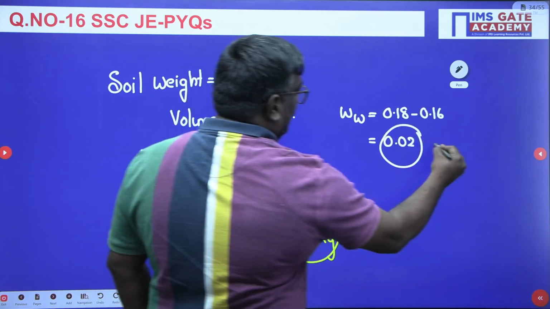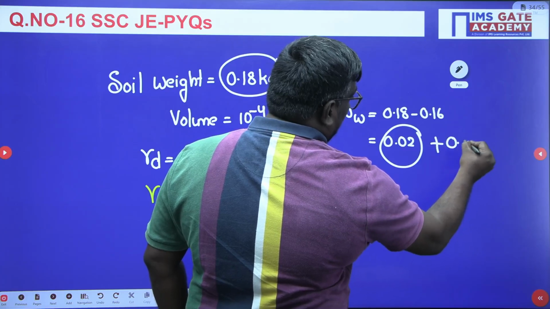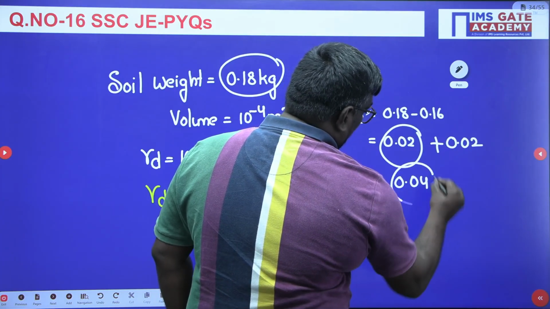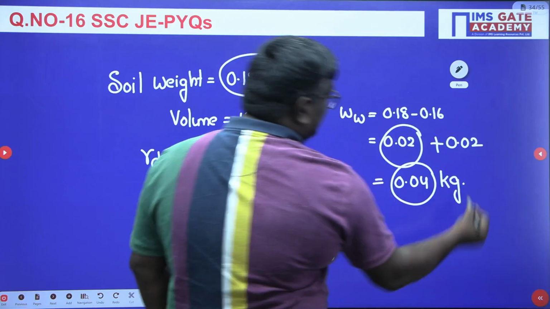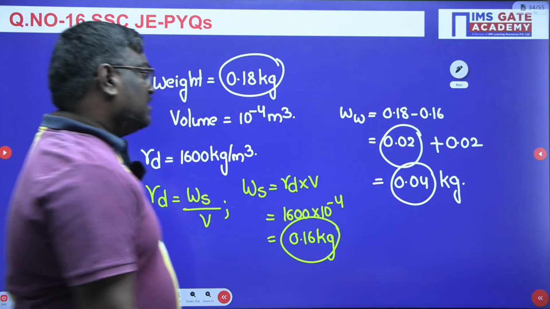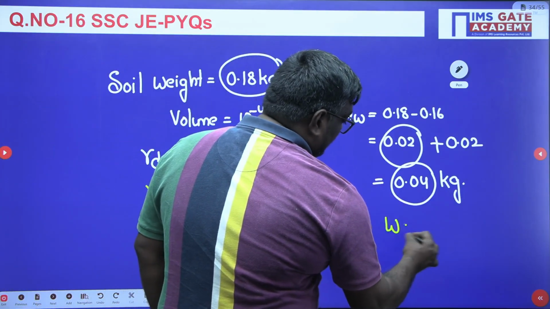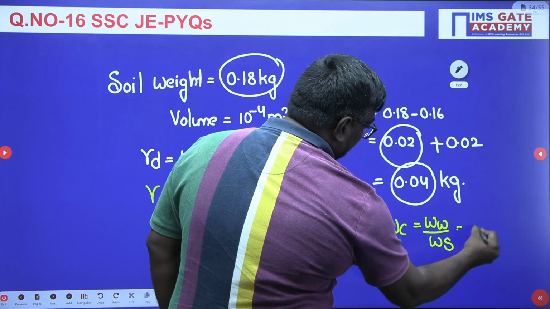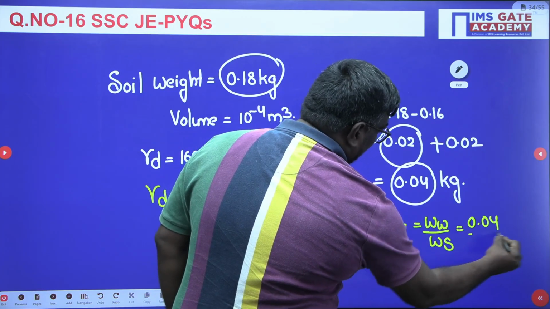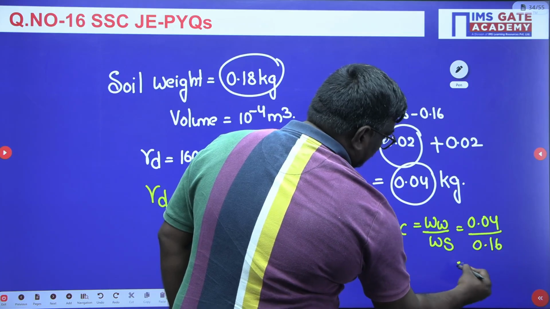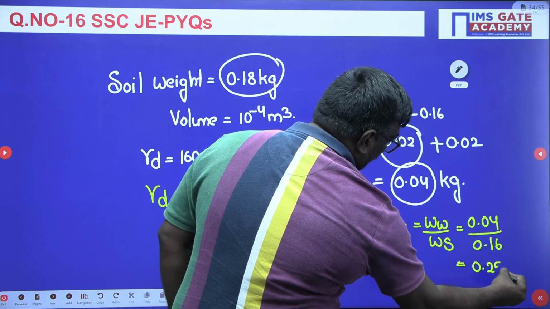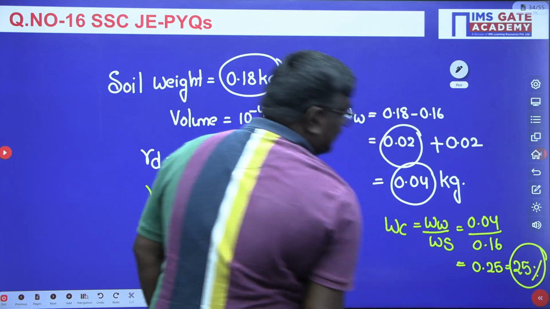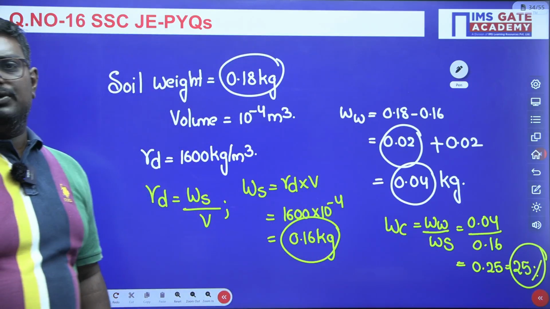But this 0.02 is again mixed with another 0.02 of water. So, total weight of water is 0.04 kg. But what has been asked in the problem is the water content. Water content is nothing but weight of water by weight of solids, that is 0.04 divided by 0.16. So this will be equal to 0.25, which is equal to 25 percentile. I hope you are clear with this solution.